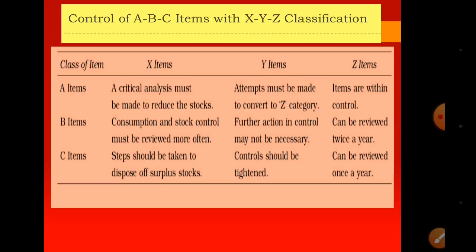The items that are in A row and Z column, items are within control. The items that are in B row and Z column can be reviewed twice a year, and the items that are in C row and Z column can be reviewed once a year.